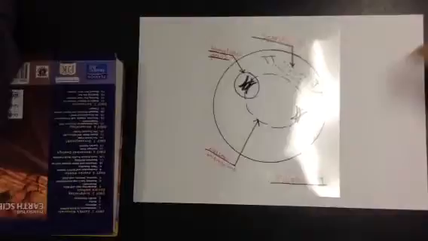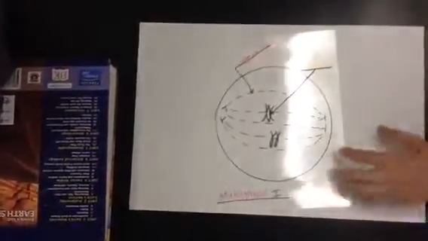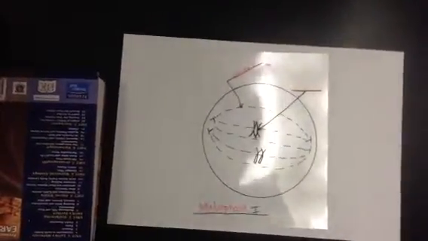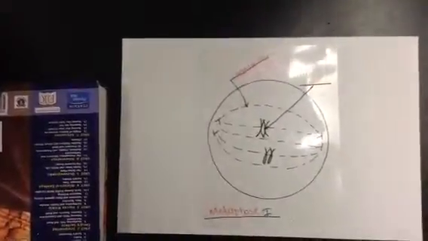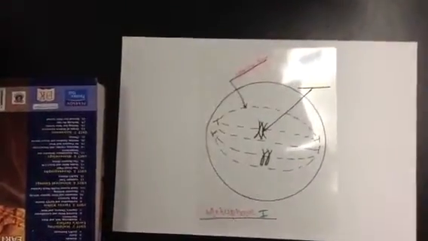Then we go to metaphase 1. The spindle fibers attach themselves to the centromeres in the center of the chromosomes. Then the homologous pairs, or tetrads, line up at the center.